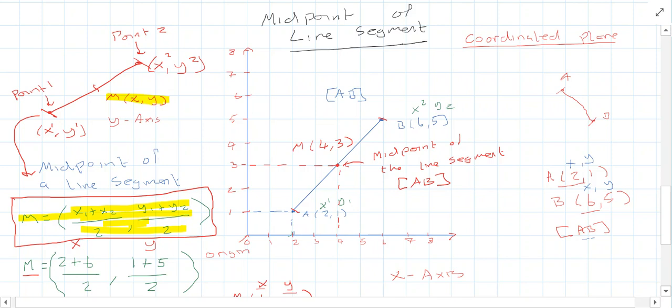Okay, so hopefully that makes sense, and I'll give you a couple of questions to work on as well, just so that you can reinforce the learning. So again, this is just coordinate geometry, and this is just another progression, where we're starting to look at what's known as the midpoint of a line segment.